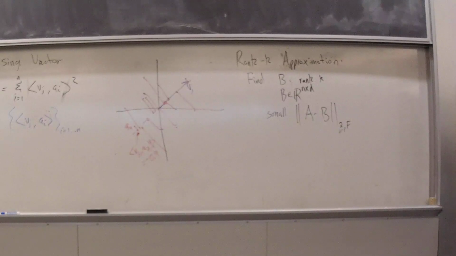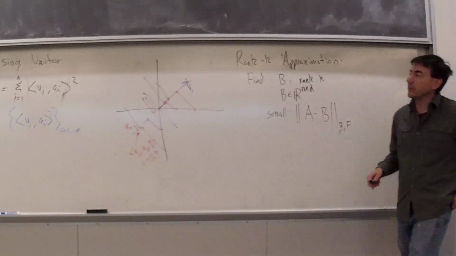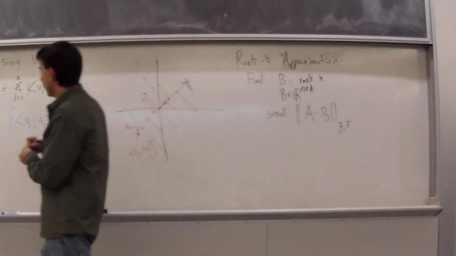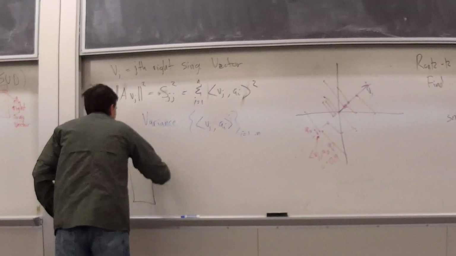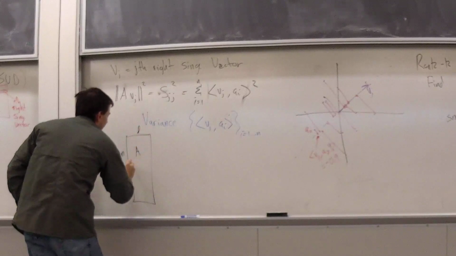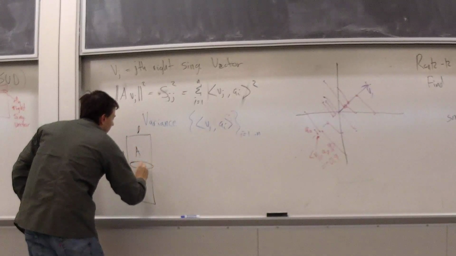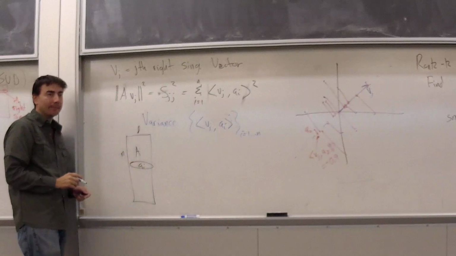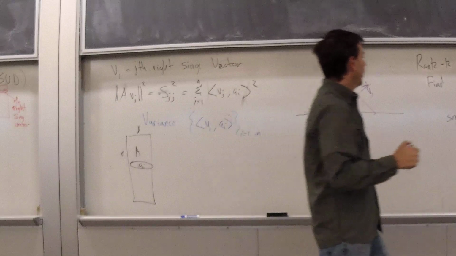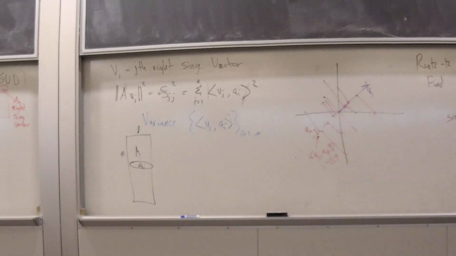Dumb question. What was ai again? ai is going to be the ith row of A. So I have A, it's n by d, and the ith row here is ai.